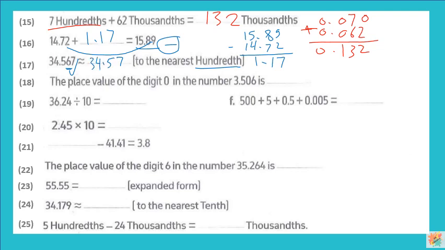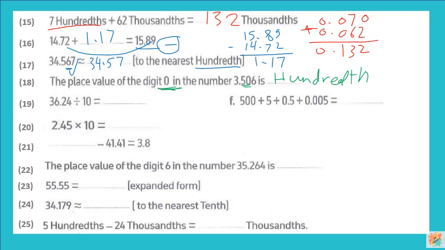Question number 18. When I'm asking you about the place value, take care, the place value of 0 is hundreds. ليه؟ عشان الزيرو هنا واقف في ال hundreds. لكن لو قال لي value يا ولاد نعمل ايه؟ 0 only. Question number 19.